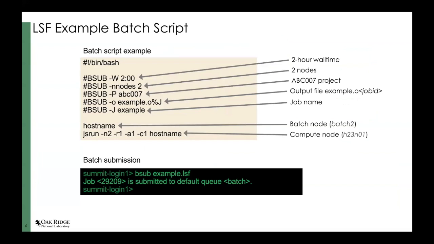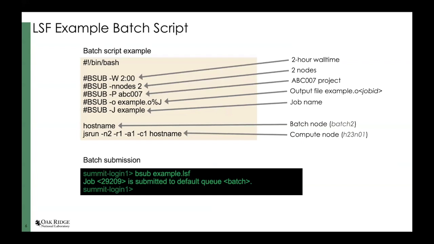So this slide shows the batch script, just an example batch script, pretty simple. Hopefully it kind of looks familiar if you've used other HPC systems. The first line is the interpreter, so pound bang then bash. That will tell the system to use bash to interpret the script that you're sending it. The next lines that begin with pound bsub, all caps, those will be interpreted by LSF as flags for LSF.